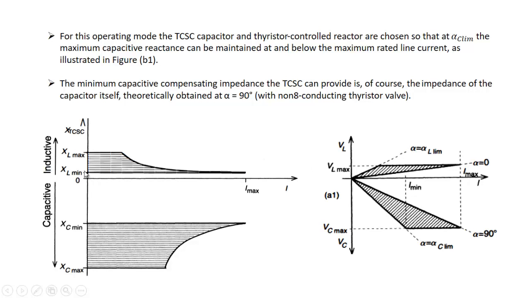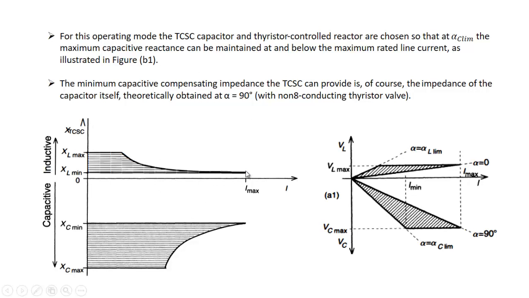When current increases from XL min for alpha equal to 0, you see the current increases and this X remains constant, and this will determine this line because current increases while this is constant. This is constant up to I max, where we get the maximum voltage, that is this line. So for alpha equal to 0, we know that X will be equal to XL minimum.